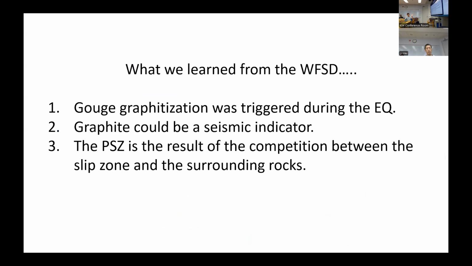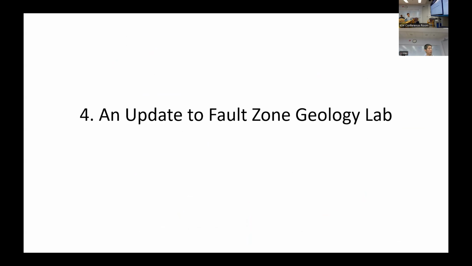Okay, so that's the WFSD case. So we have gouge graphitization. That's the thermally driven process. And graphite could be a seismic indicator. And the third one is the same: PSD is the result of the competition between the slip zone and the surrounding rocks.